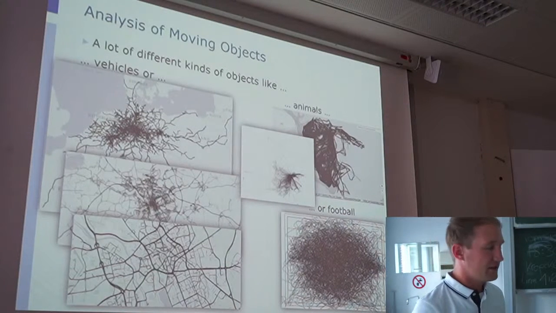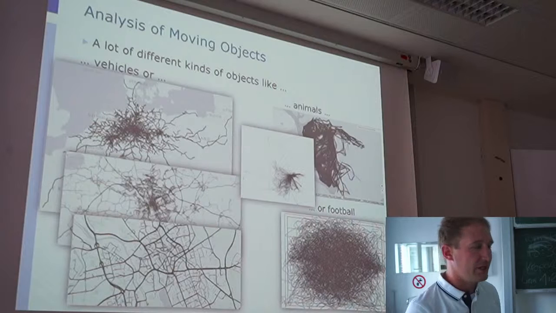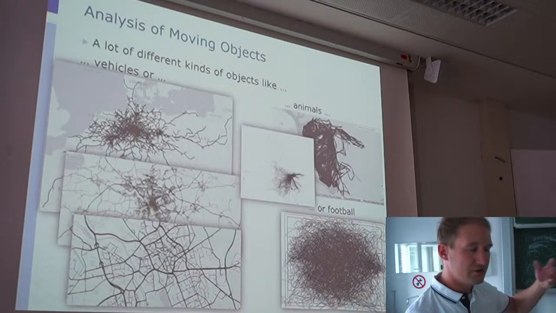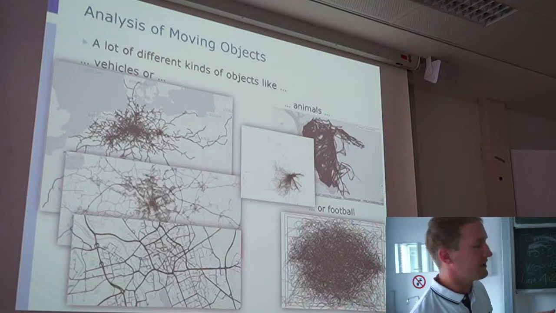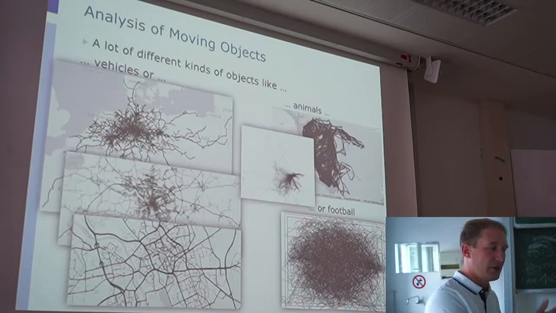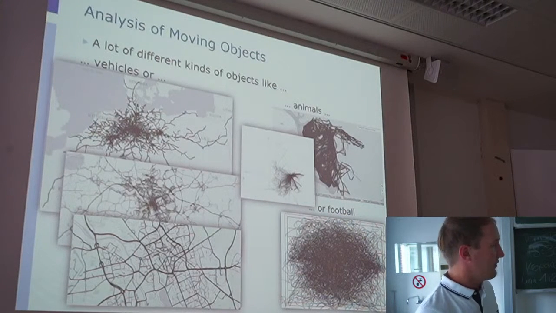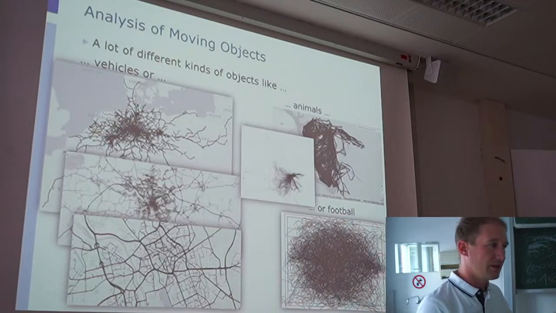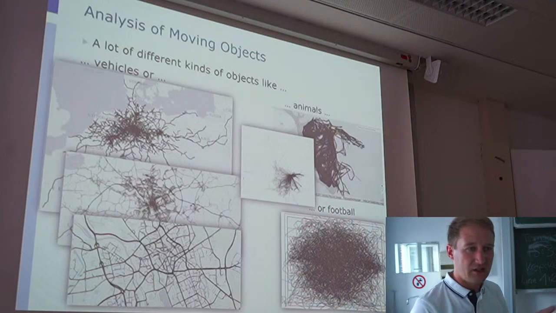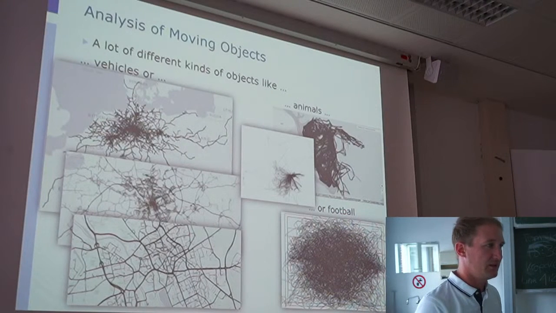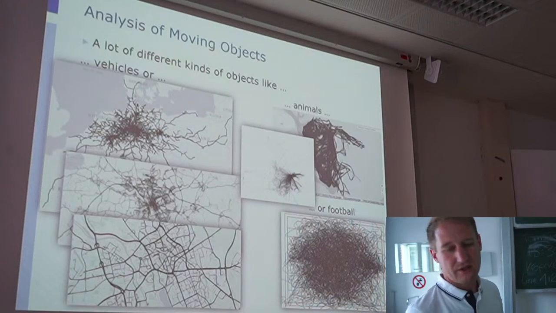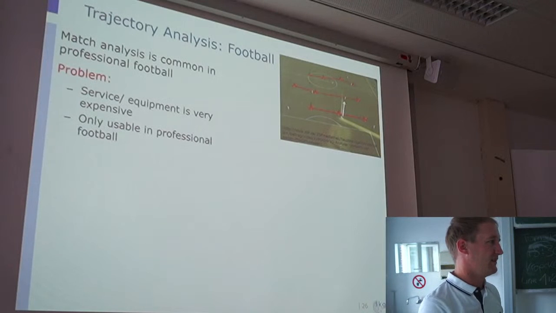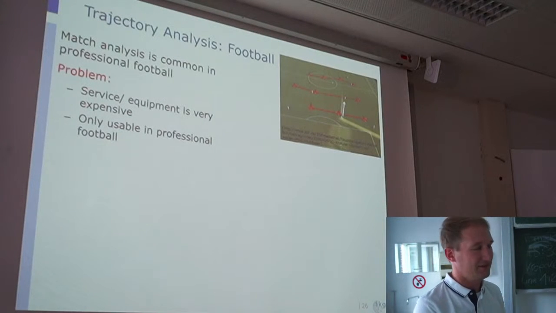On the right-hand side, you can see it's also working for animal data. You can use the traces of the animals to analyze their behavior: where do they go, where do they eat, and are there group movement patterns. On the bottom right, there's also the possibility to do the same for football players. You can collect the trajectories of the football players and analyze their performance afterwards. You can check their covered distance, the passes, and so on.